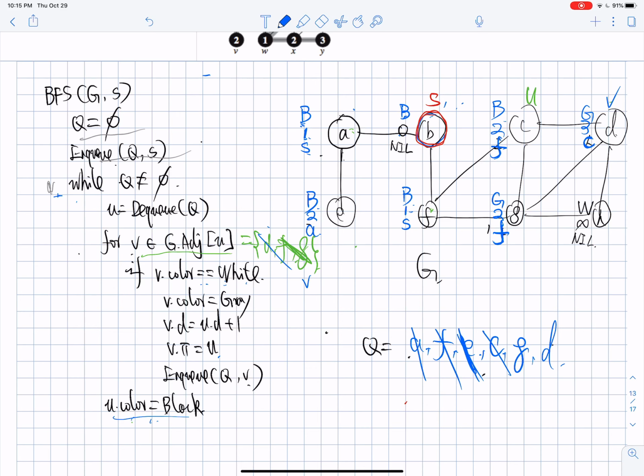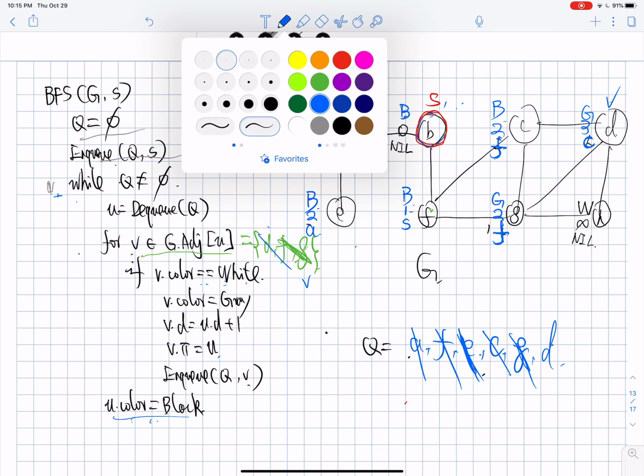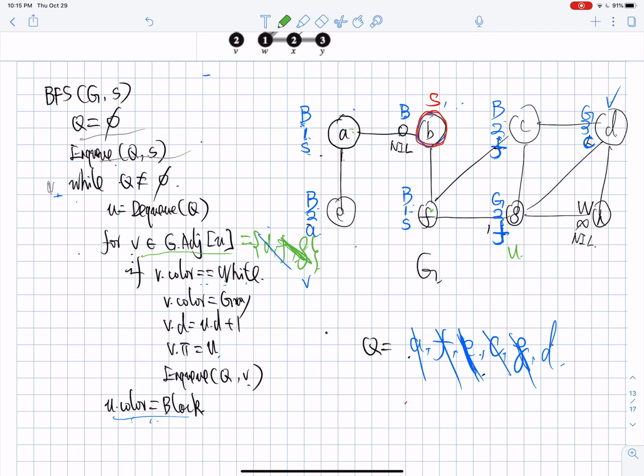The queue is not empty, so we dequeue. This node comes out of the queue, which is G. I'm going to put the U sign right below G. The neighbors of G include C, D, F, and H. Among them, only H has a white color, so only H will be processed.